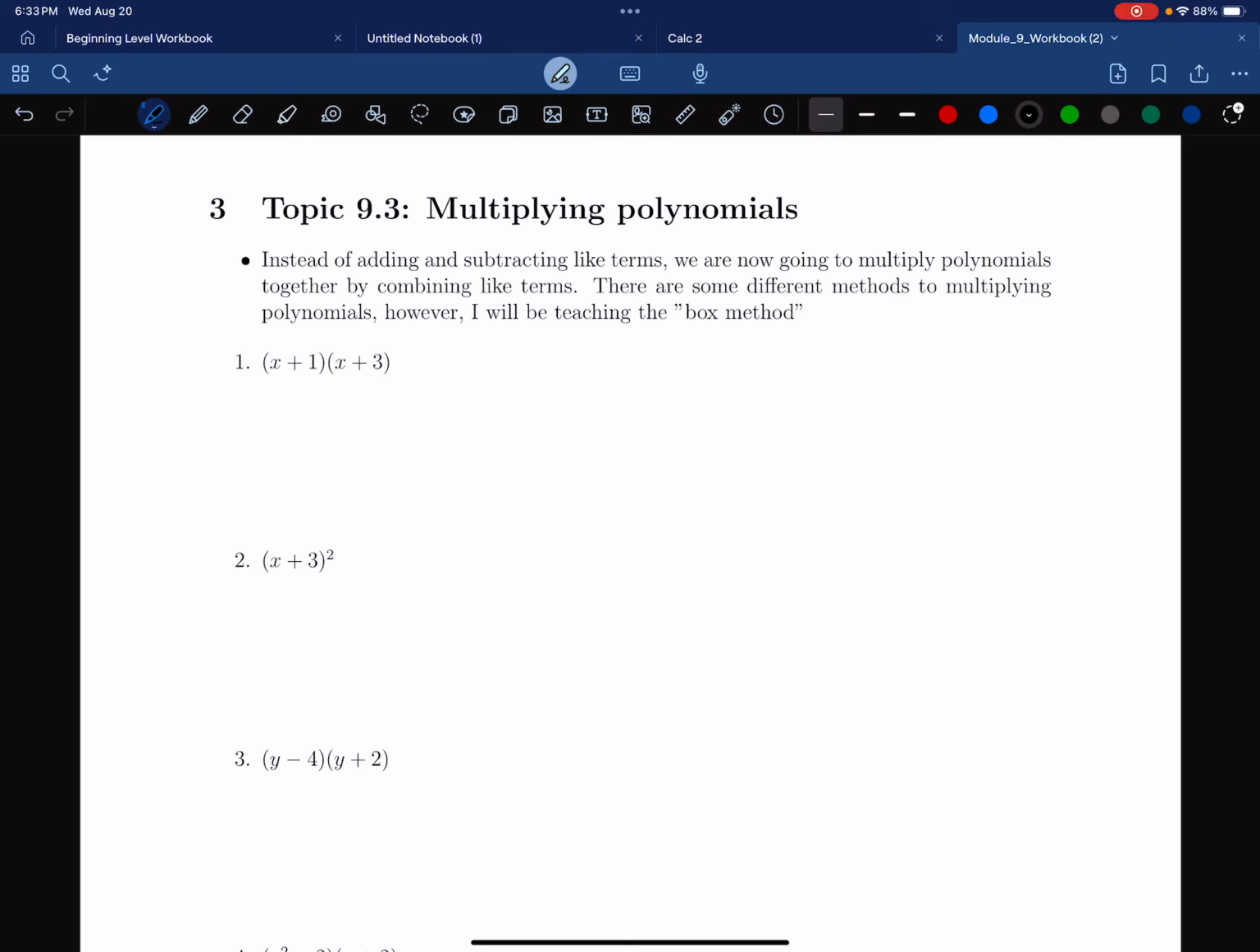Welcome to topic 9.3. In this video, instead of adding and subtracting like terms, we are going to multiply these polynomials together by combining like terms instead of adding and subtracting them. However, with this, we're going to have a different process. And there are some different methods to multiplying polynomials. However, I will be teaching what is called the box method.